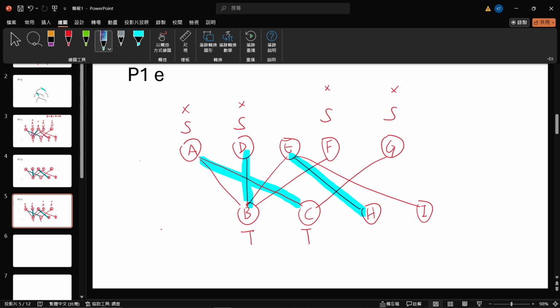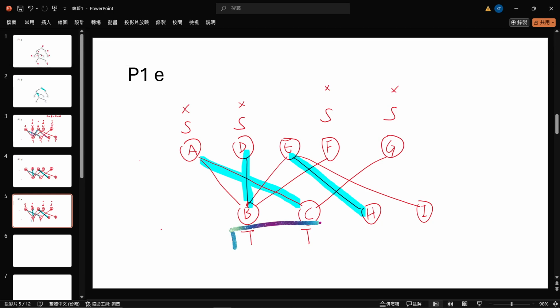So to find the vertex cover, we will take all the vertices in T and all the vertices in X, excluding those in S. Okay, so we get E, B, and C.